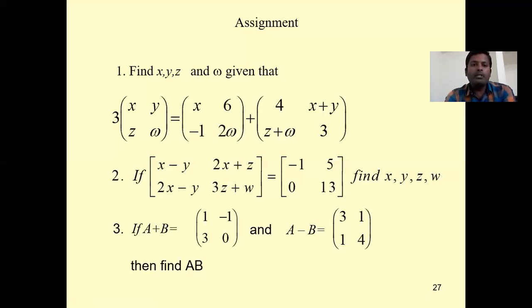The third question is, if A plus B is equal to 1, 1, minus 1, 3, 0 and A minus B is equal to 3, 1, 1, 4, then find AB. Okay, here first you find the value of A and the value of B by using the addition and subtraction process. We get the A value and B value. Finally we have to multiply A and B.